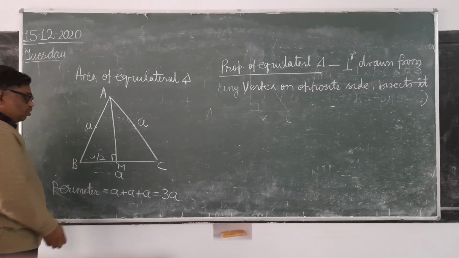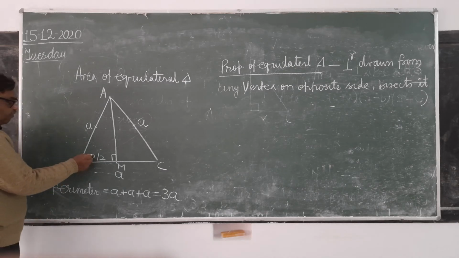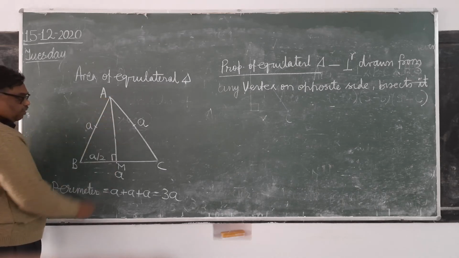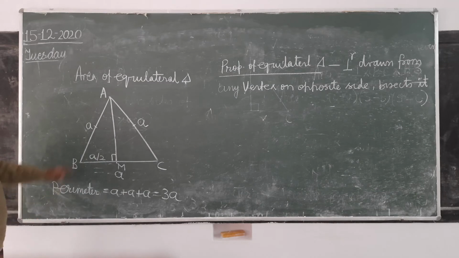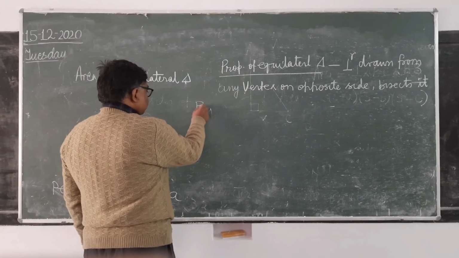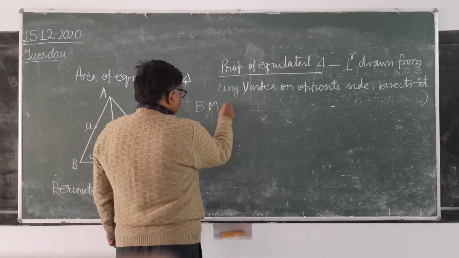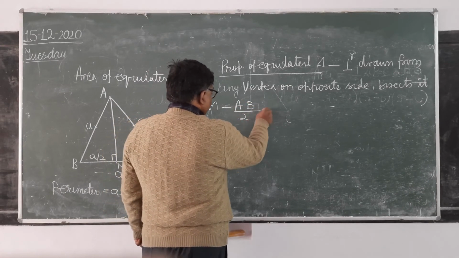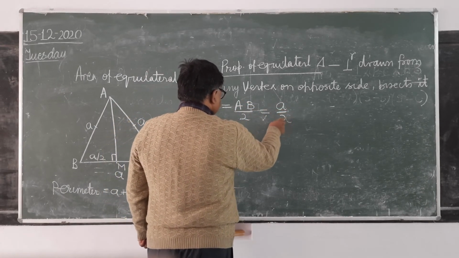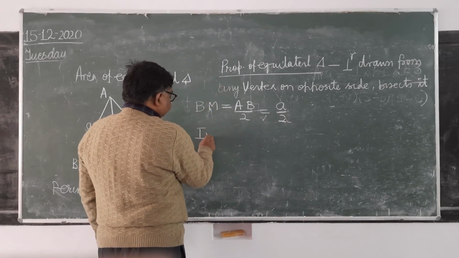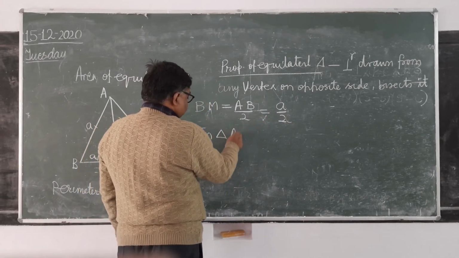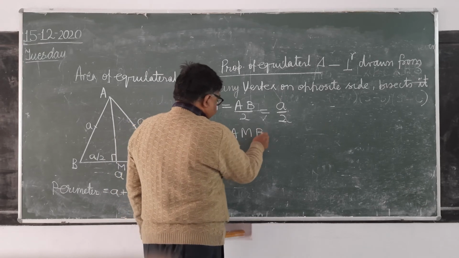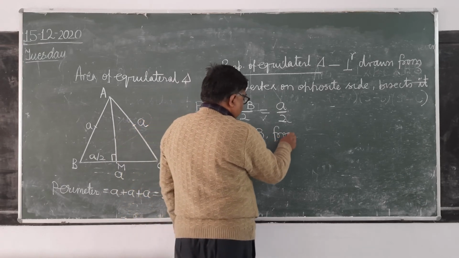Identical from all sides. So see here, we will determine this altitude AM. And how will you determine? By using Pythagoras theorem in triangle AMB. What is BM here? BM will be AB upon 2, that is equal to A upon 2.